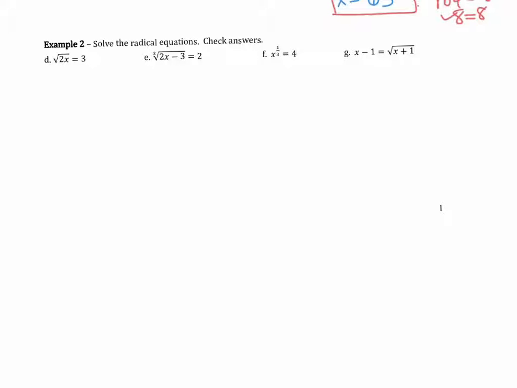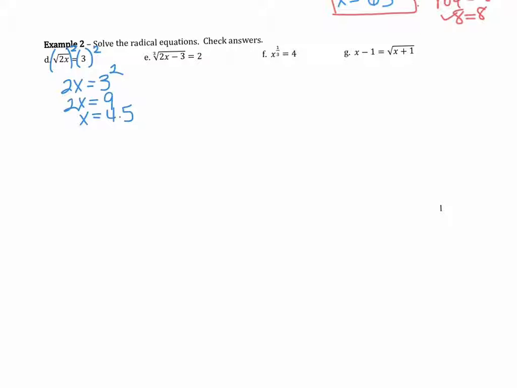Now we're going to do 4 more examples. In letter D, the radical is isolated all by itself on one side of the equal sign, so you can raise both sides of the equation to the power of 2 to undo the square root. And you get 2x equals 3 squared. So 2x equals 9. And then if you divide both sides by 2, you get x equals 4.5.